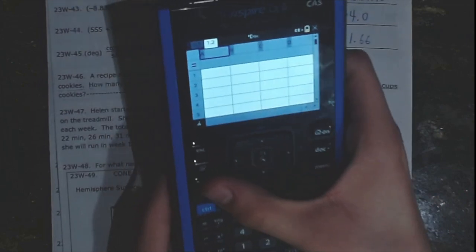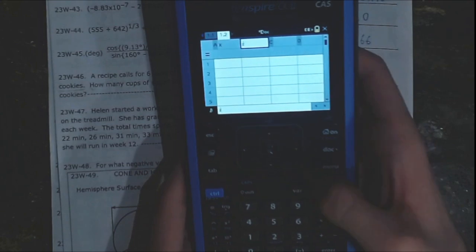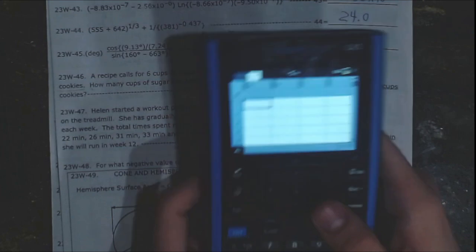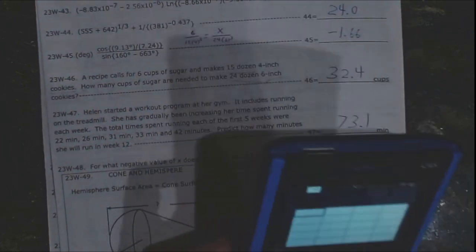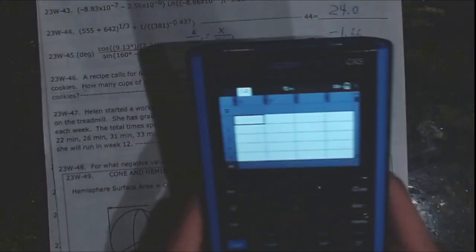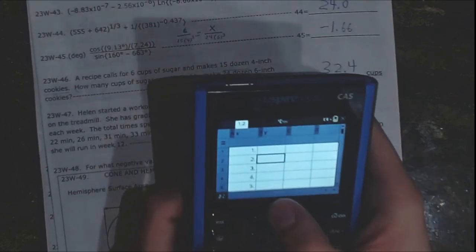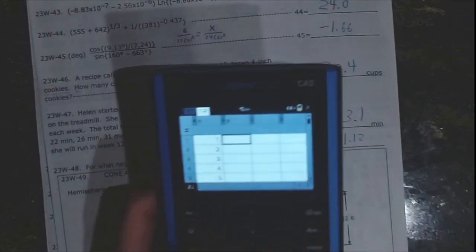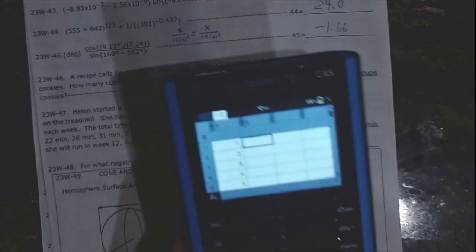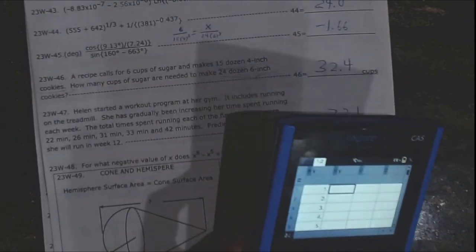Here I'll label the top 2 columns X and Y. X is going to be my independent variable, the number of weeks that she spent running: 1, 2, 3, 4, 5. And Y is the dependent variable. So X is independent, Y is dependent. The number of minutes that she runs is dependent on which week it is.